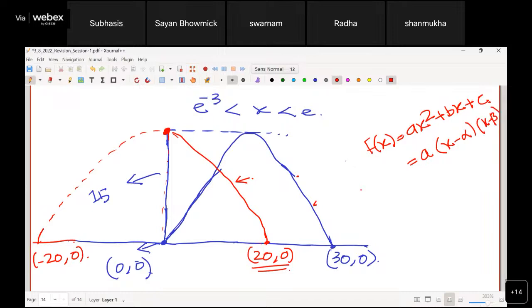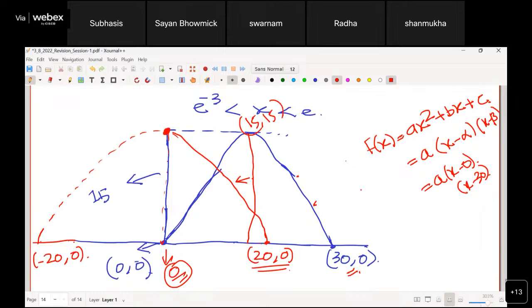You know what alpha and beta are here, right? One root is 0, and one root is 30. So this is basically a times x minus 0 times x minus 30. One more thing you know is a point, right? This point is 15 comma 15.